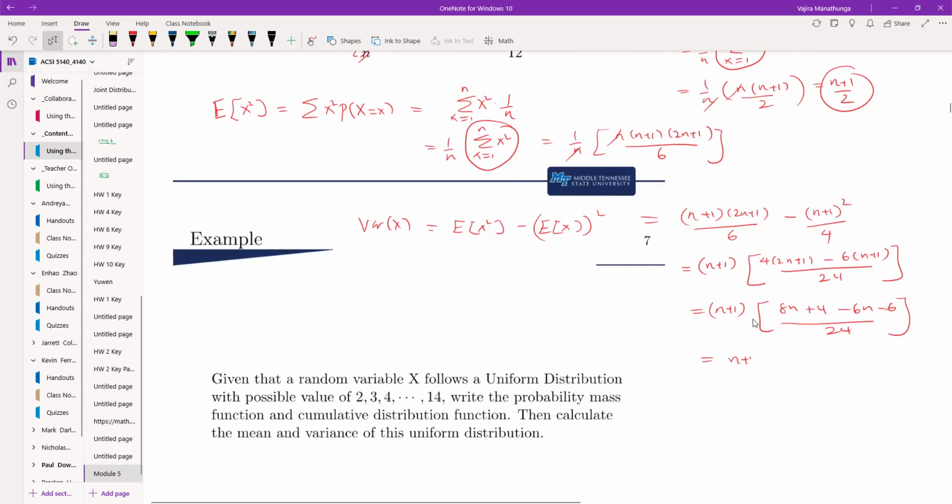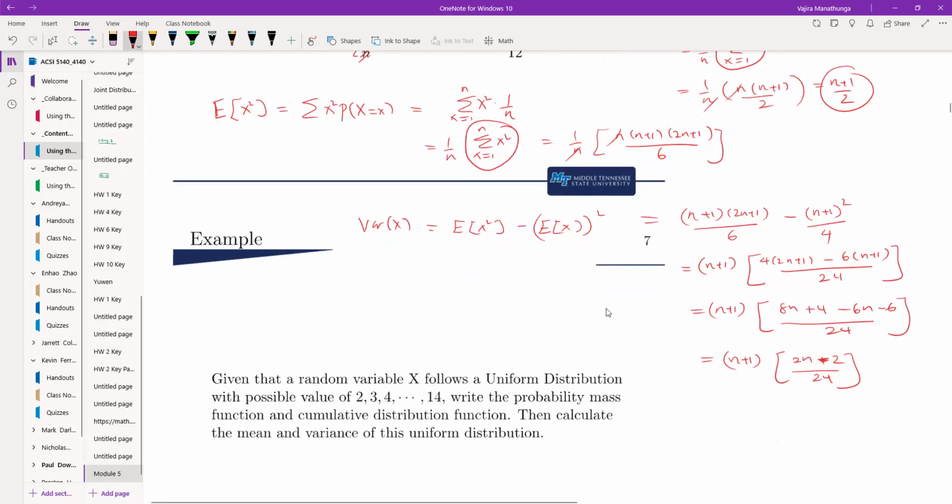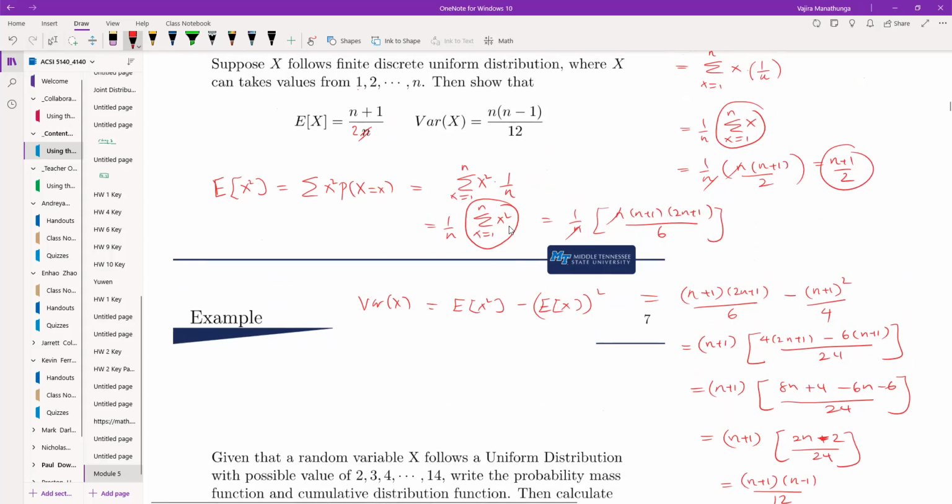So here you have n plus 1. So 2n plus 2n minus 2. So that would end up as n plus 1 times n minus 1 over 2n. By the way, this needs to be corrected. Okay. Yeah. So check it again. I think this formula needs to be corrected.